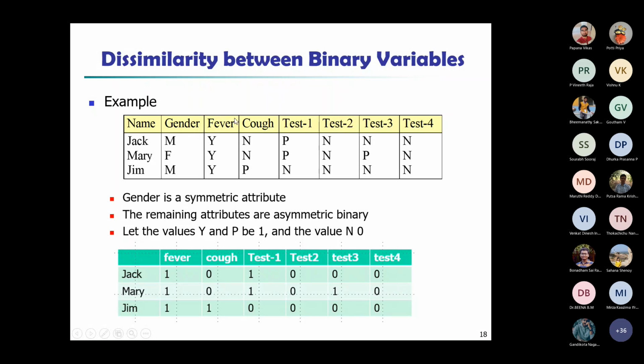First, it's better to write it as ones and zeros so that we can find it easily. So for each of these, we are putting ones and zeros. Wherever we have yes, we write it as 1. Wherever we have no, it is 0. Wherever we have positive, we say 1. Wherever we have negative, we say 0. This much is clear.